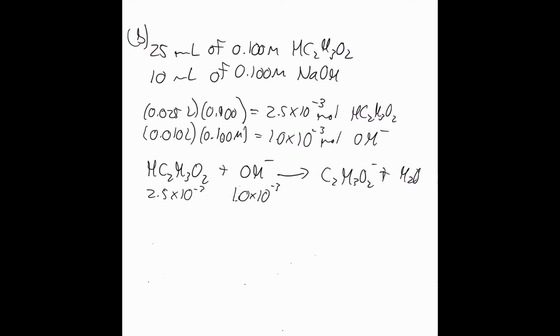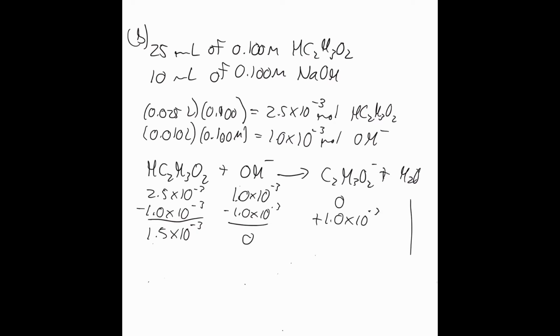limiting reactant, which we already know. And that's going to be 0. We don't care about this. This is going to be minus 1.0 times 10 to the minus 3. So we're left with 1.5 times 10 to the minus 3 moles. Minus 1.0 times 10 to the minus 3. We have no strong base left, which is important. And we need to go ahead and calculate this, because this is the conjugate base of a weak acid.